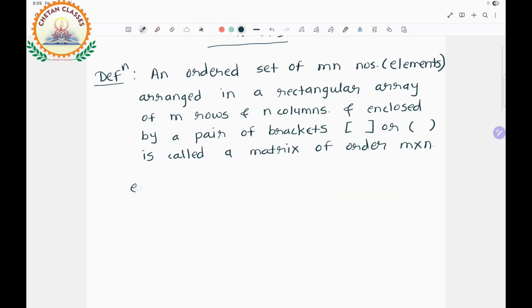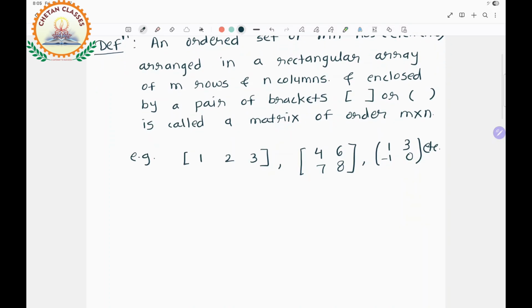For example, if I write in rectangular bracket 1, 2, 3, so it is a matrix. Another example, 4, 6, 7, 8. Next example, 1, 3, -1, 0, etc. Next, types of matrices.